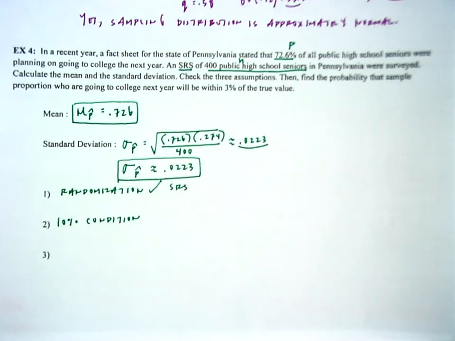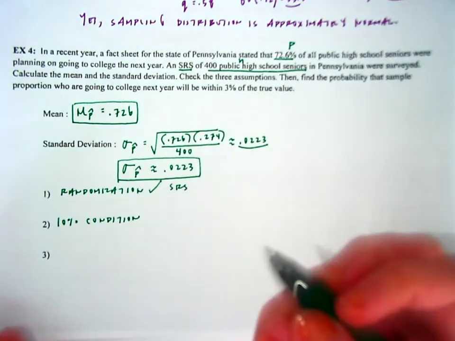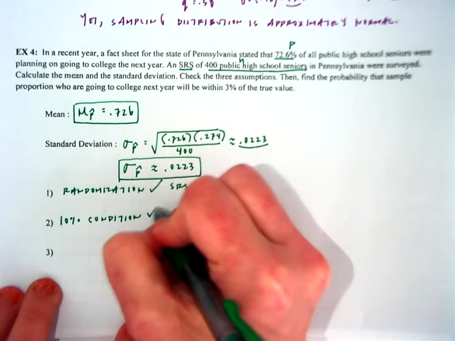Okay, check the three assumptions. So randomization, is randomization met? Check, right? We saw that language of SRS. We love it. Okay, second, 10% condition.